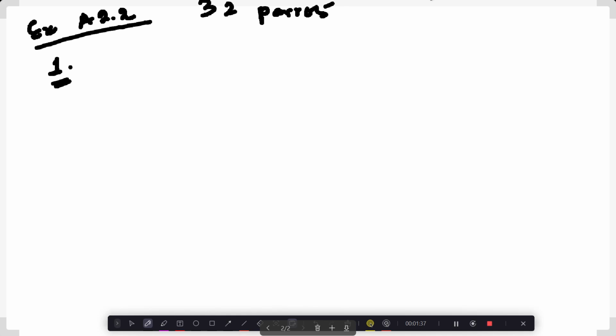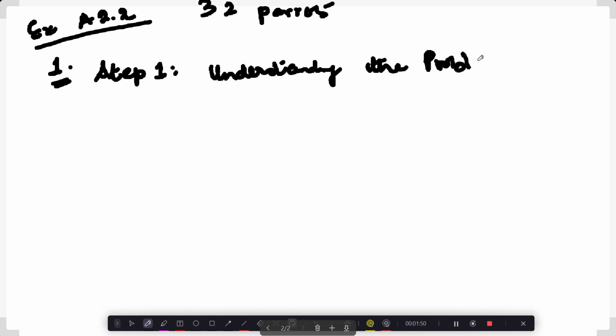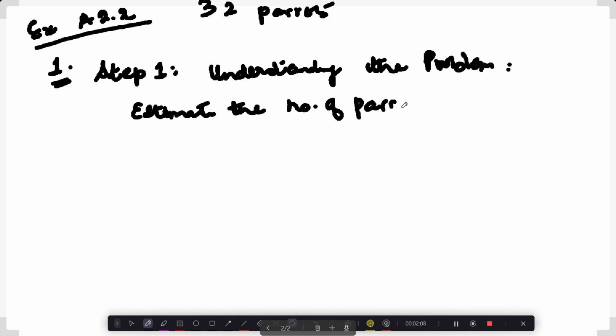So how do we represent this? Okay, what is step 1? Step 1 is to understand. So you are going to write it like this: understanding the problem. Here we have 2 parts actually. One is to find out the fraction, which is fine. What is the main problem? To estimate the total number of parrots in the field. That is the problem. So you have to write it like this.